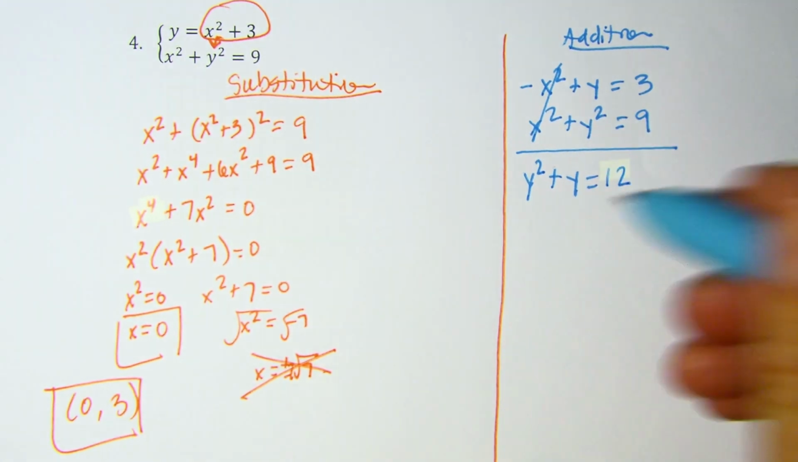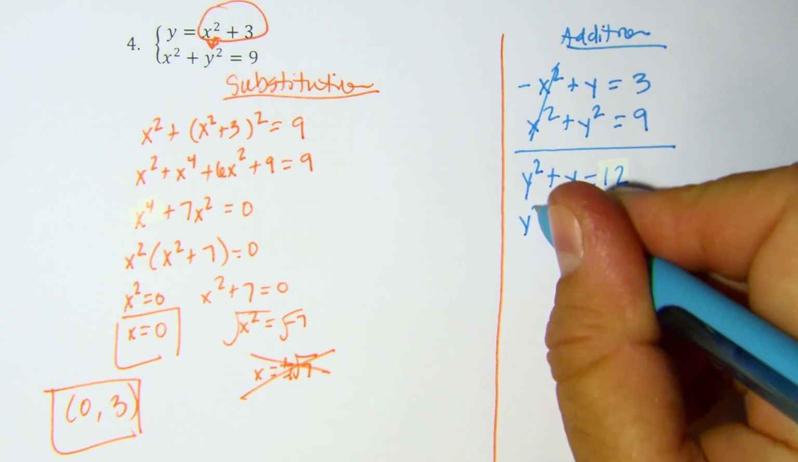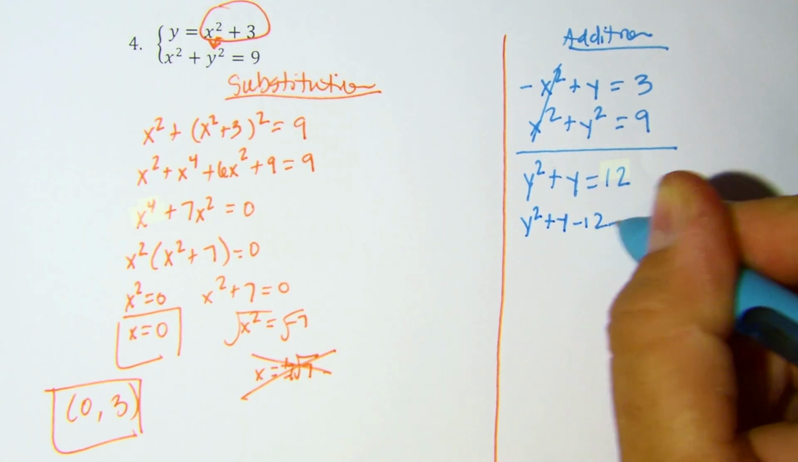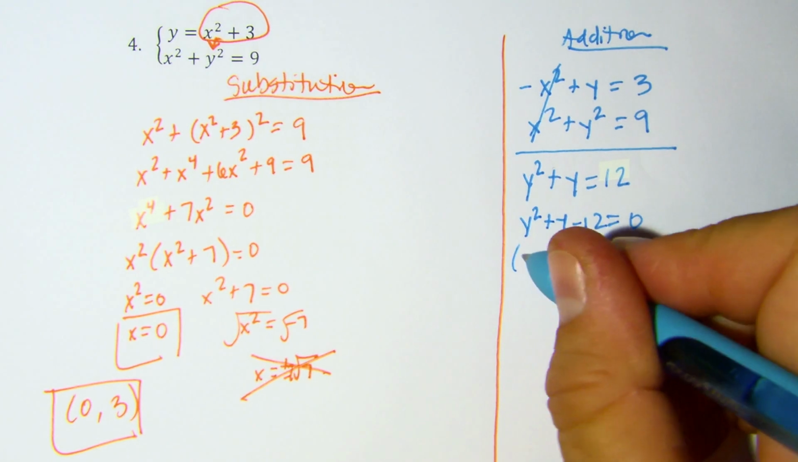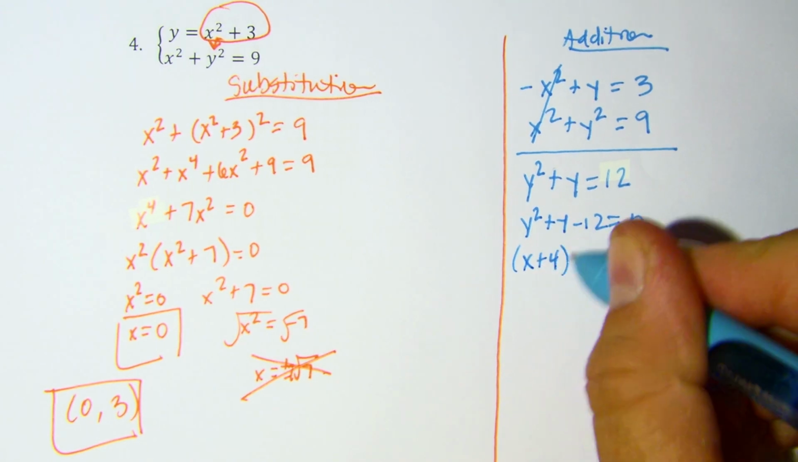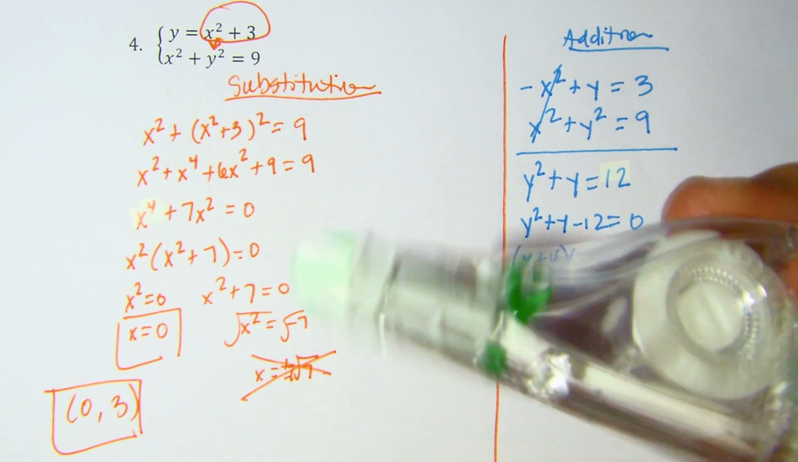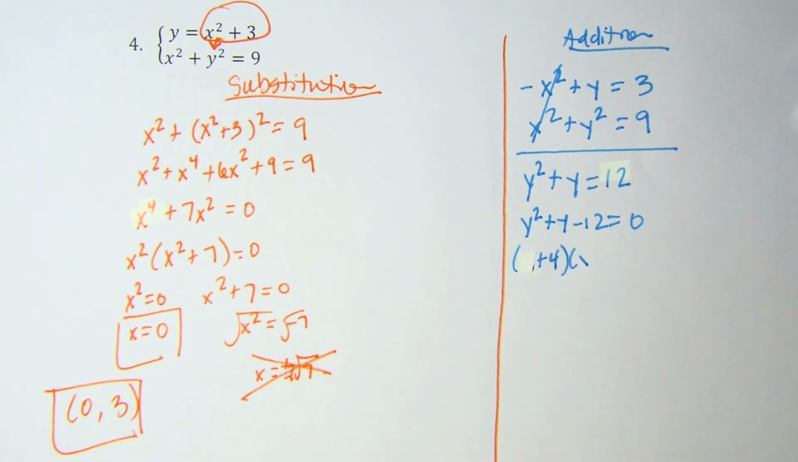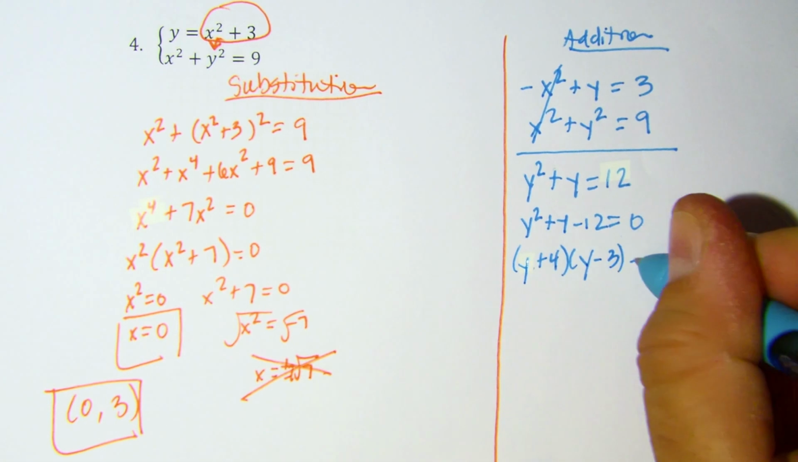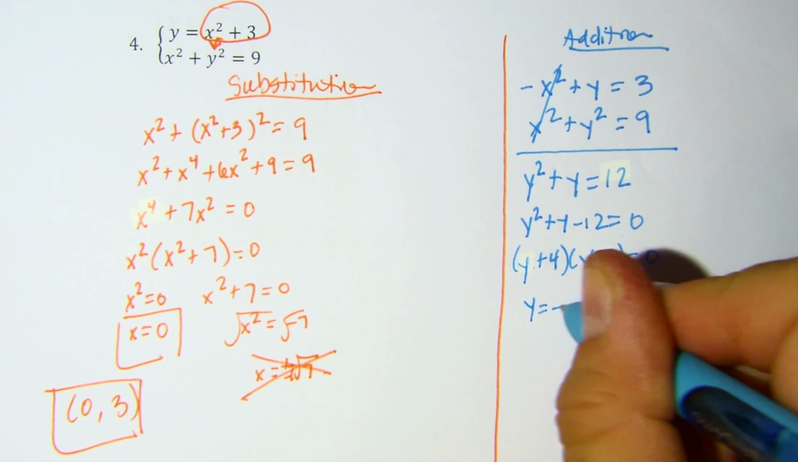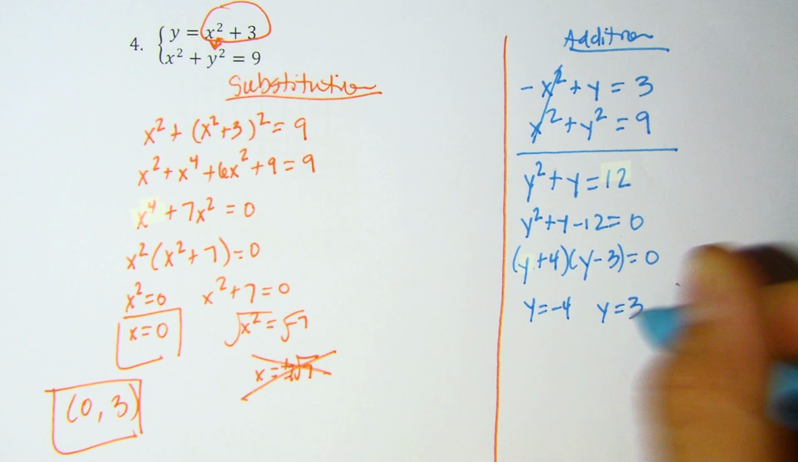This is a quadratic equation, so I want to get it set equal to 0, so y squared plus y minus 12 equals 0. I can factor that using the x method, and that would be... oops, not x, y, we're talking about y's here. Y plus 4 and y minus 3 equals 0. So y equals negative 4 and y equals 3.